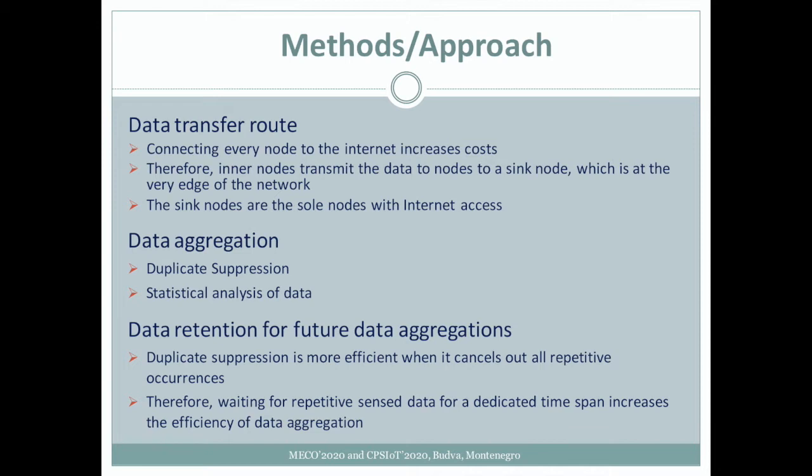The data has lots of duplications that can be aggregated. Data which is measured periodically can be turned into statistics. To make efficient data aggregation, there has to be more than one node's data. In order to have enough data, data is kept for a while.